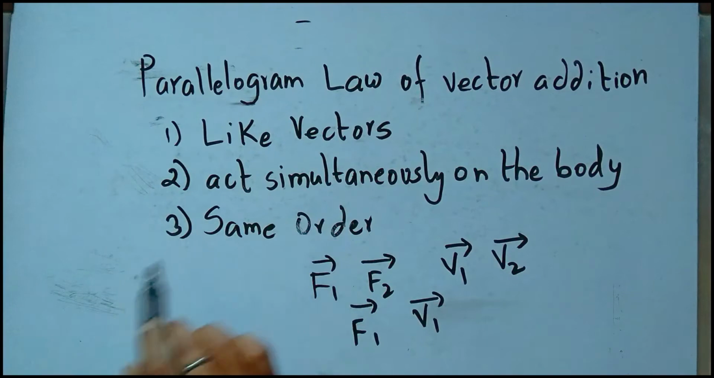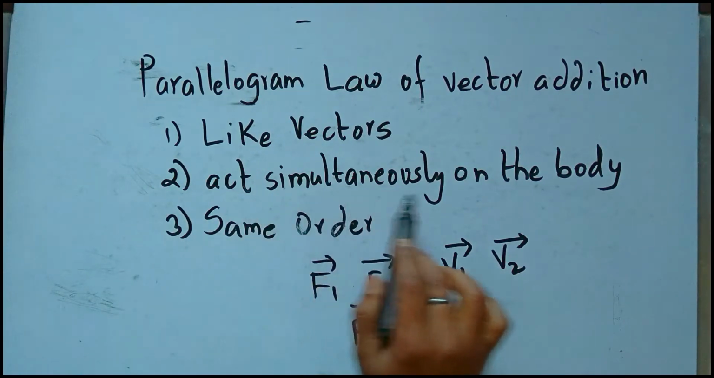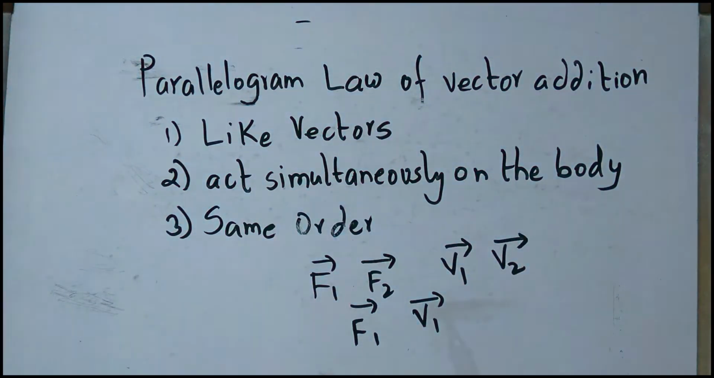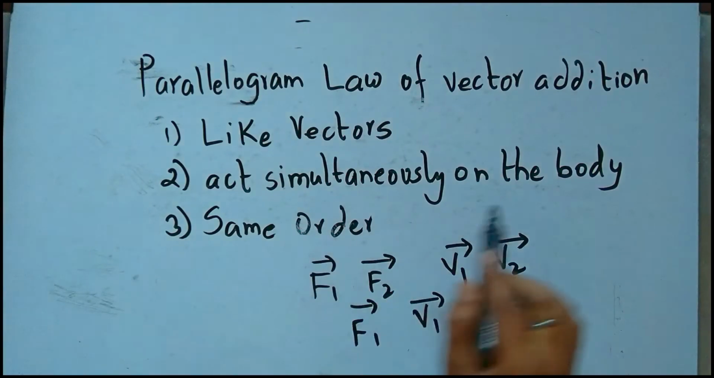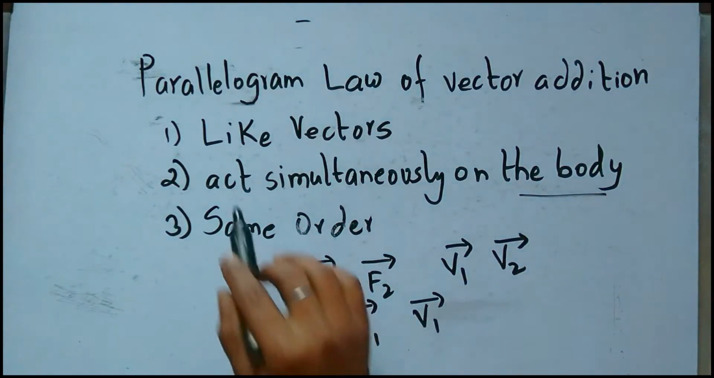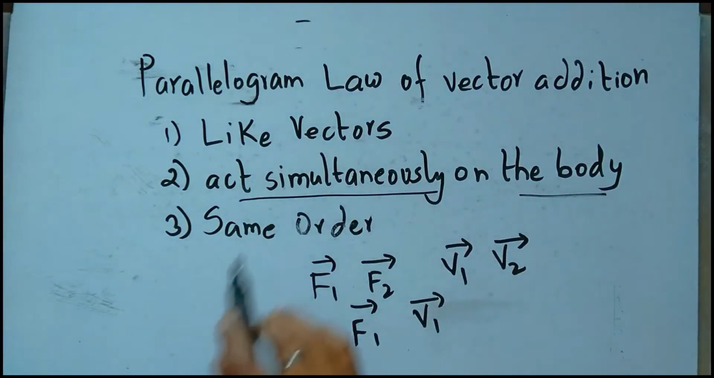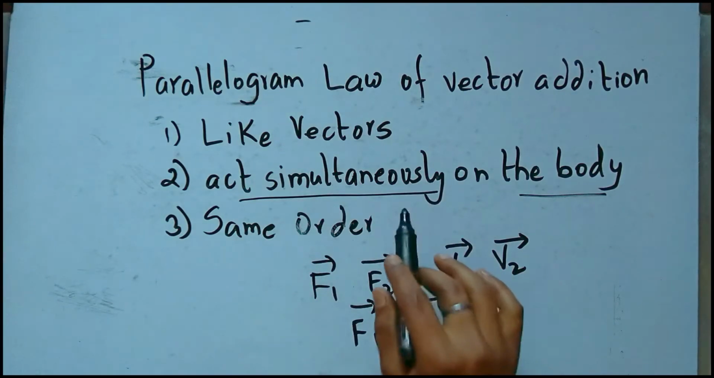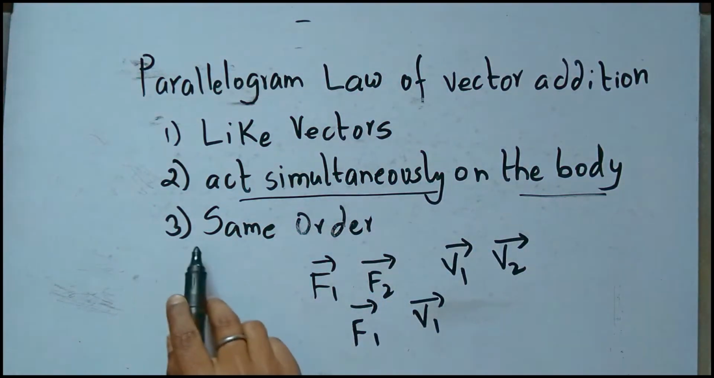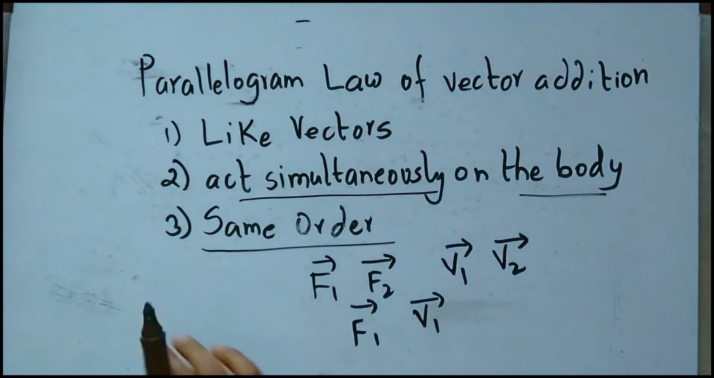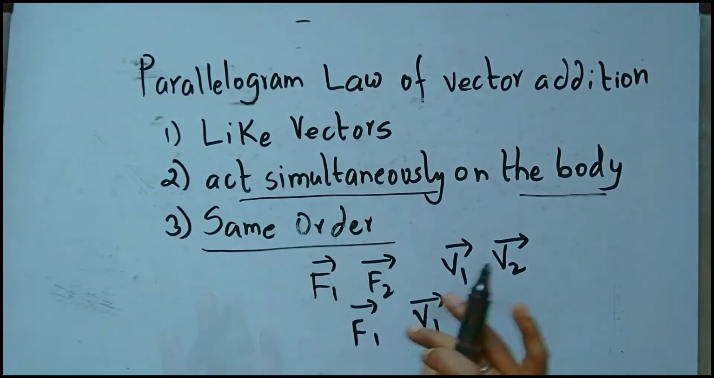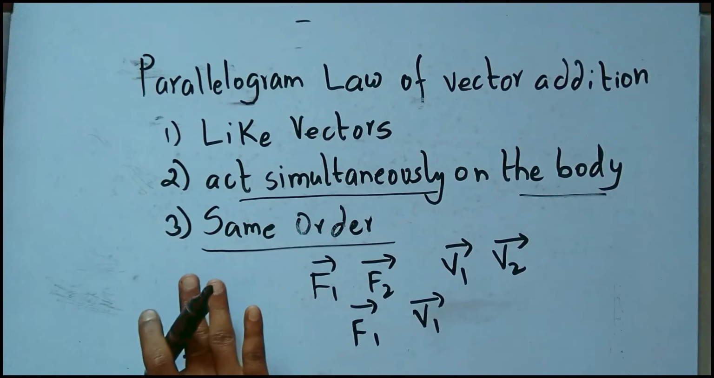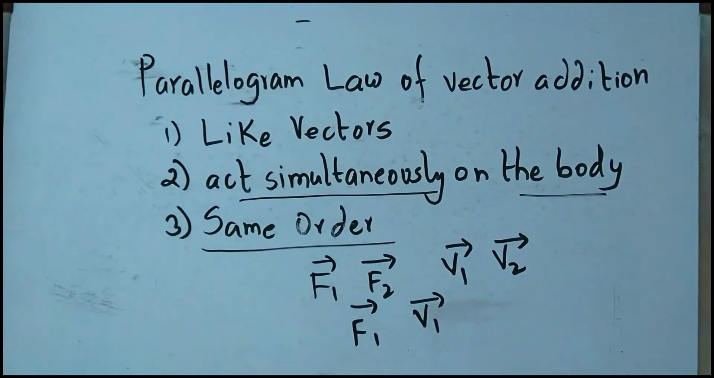Now, second point is that they should act simultaneously on the same body. The two vectors represented by two sides of a parallelogram act on the same body at the same time. Here simultaneously means at the same time. Now these two vectors represented by two sides of a parallelogram are taken in same order. We'll draw some figures and we'll see what these things mean.